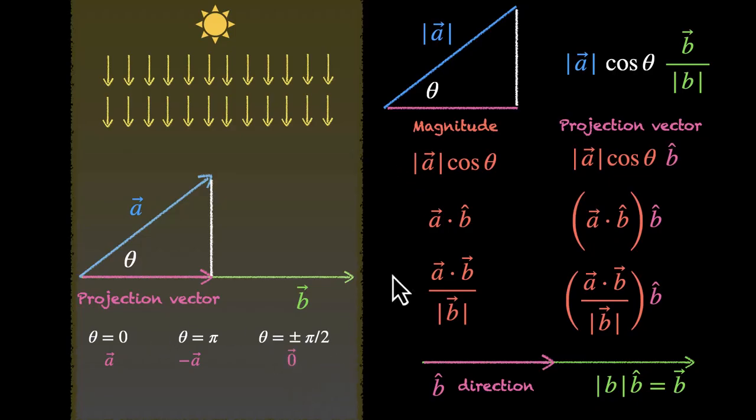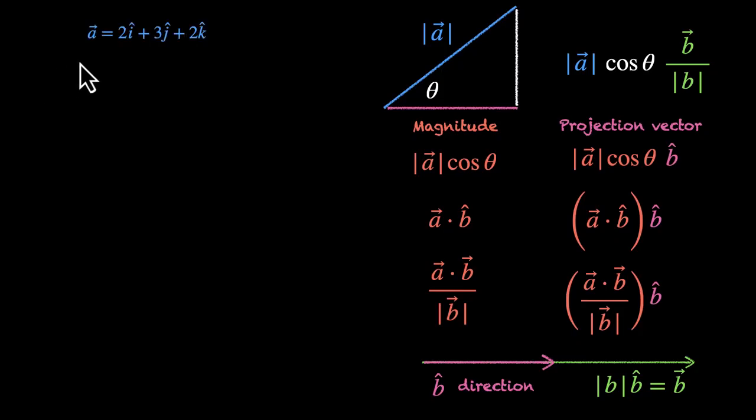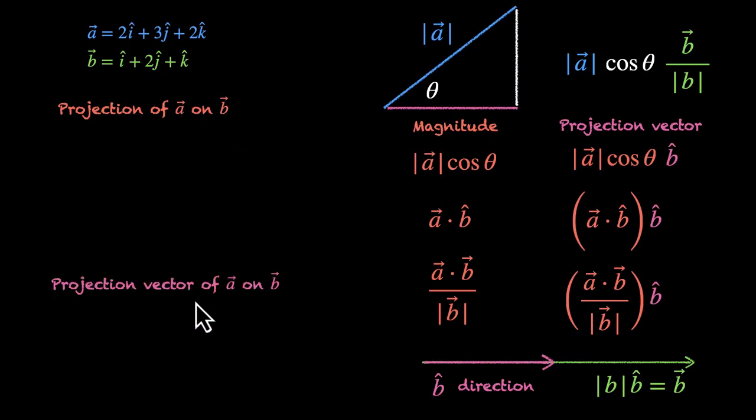Now let's practice applying the formula. Let's look at a problem. A vector is 2i cap plus 3j cap plus 2k cap, and B vector is i cap plus 2j cap plus k cap. The question is, we want to find the projection of A on B. And the second part is, we want to find the projection vector of A on B. If just the projection is written, it's probably asking us to get the magnitude. And if we're asked the projection vector, we'll get the entire thing. So pause the video, try this on your own.